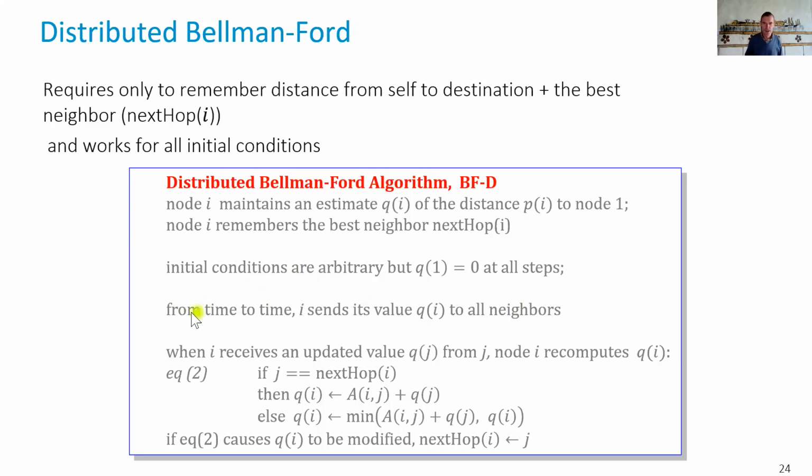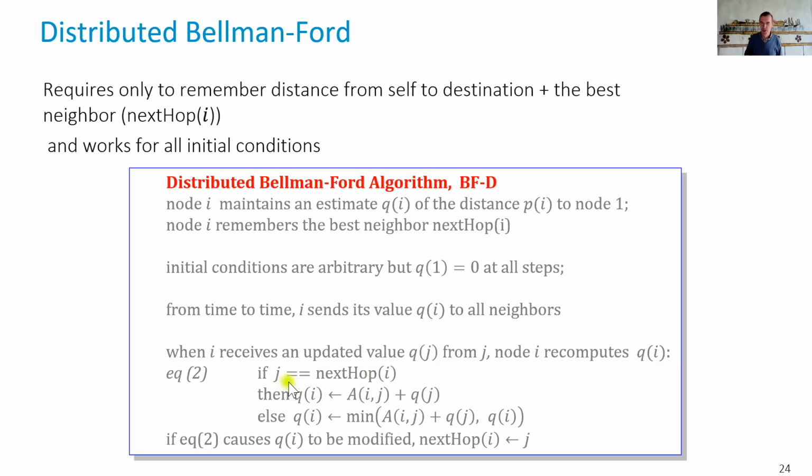The initial conditions can be anything, and from time to time, we send our value to the neighbors. Therefore, we also receive values from neighbors. And when we receive a value from a neighbor, we do the following test. If this neighbor is a next hop, is on the shortest path to the destination, I adopt this value. So if j says to me, I have a distance which is q of j, and if before that I thought that going to the destination meant for me going through j, then I will update this, even if this gives a larger value. So if j has observed something that makes the distance become larger, I will adopt it.